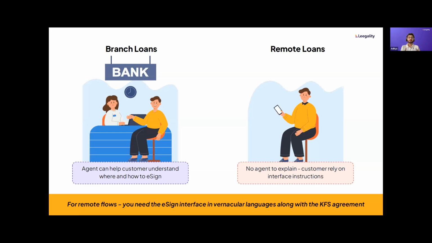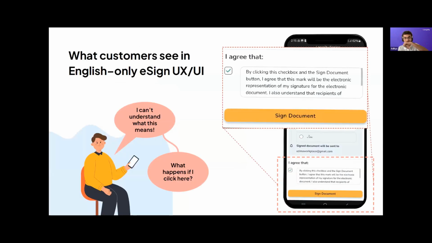So for remote flows especially, it's not enough that the KFS itself is in a local language. You actually need the entire interface the customer is executing and interacting with the KFS on to also be in a language that they understand in order to fully comply with the spirit of these rules, right? Because let's look at this example, right?